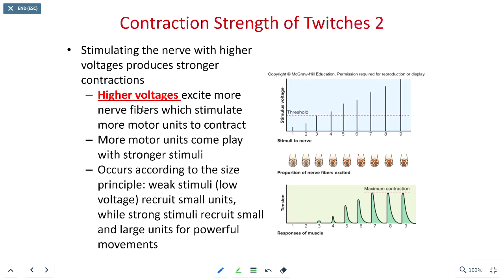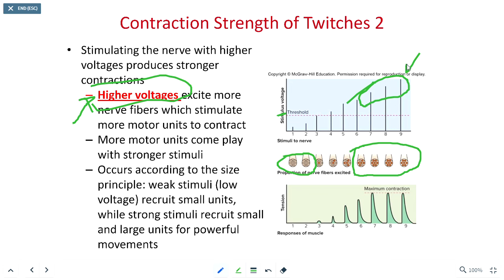Something else that's going to influence the strength of contraction is going to be the voltage. So if we have a higher voltage that's farther above threshold, the more nerve fibers we're going to excite. If it's below threshold, 0 nerve fibers are excited. And if it's far, far above threshold, we have lots and lots of nerve fibers excited. And as more and more nerve fibers are excited, we are going to have increasing amounts of contraction. Another way to think about this is the higher the voltage, the more motor units we recruit.